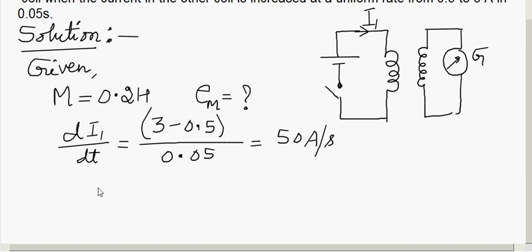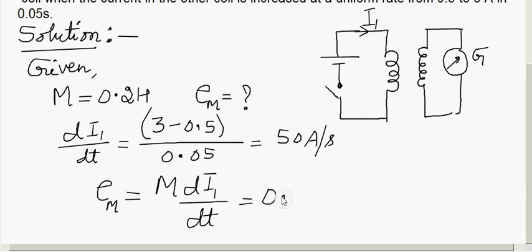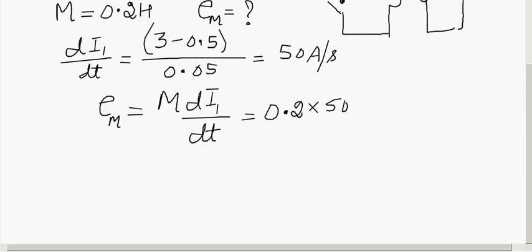We know the equation. The mutually induced EMF is given by M into di1 by dt. It's 0.2 into 50. So this comes to around 10 volts. 0.2 into 50 is 10 volt. So the mutually induced EMF is 10 volt.